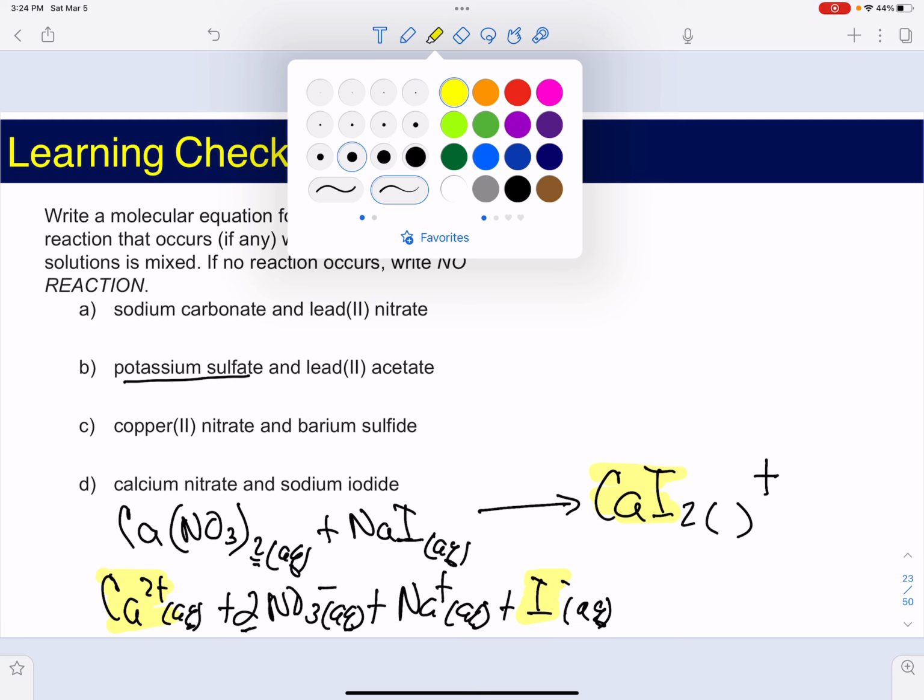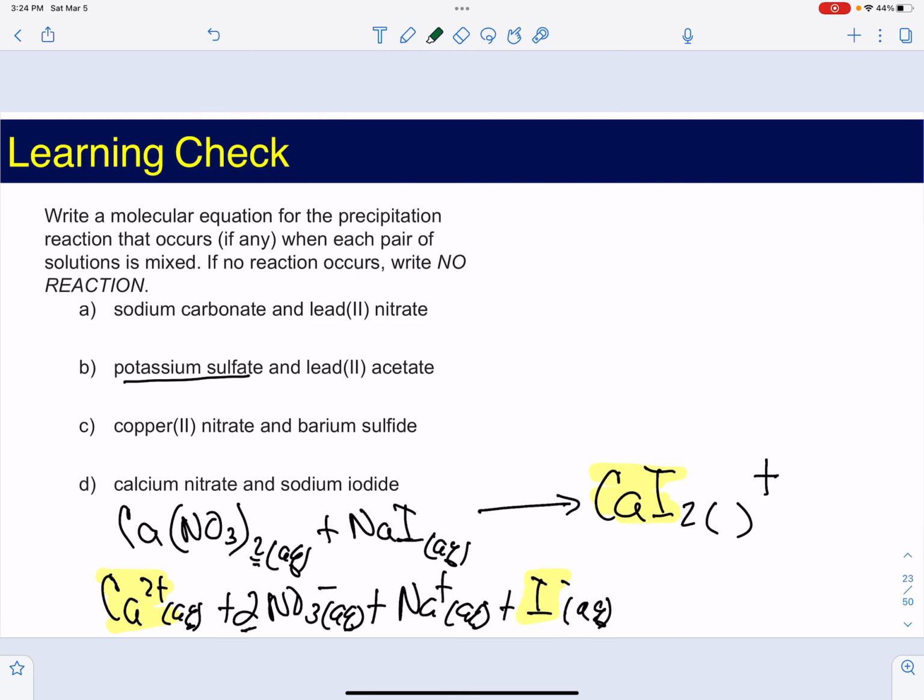And when I get my negative with my new positive, I come up with NaNO3, which I know is going to be aqueous.